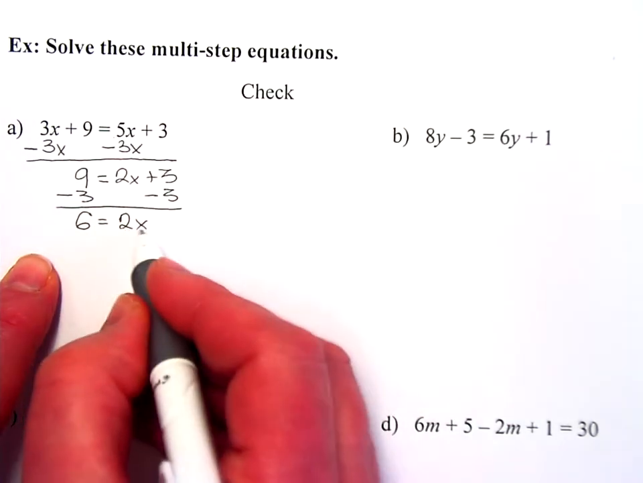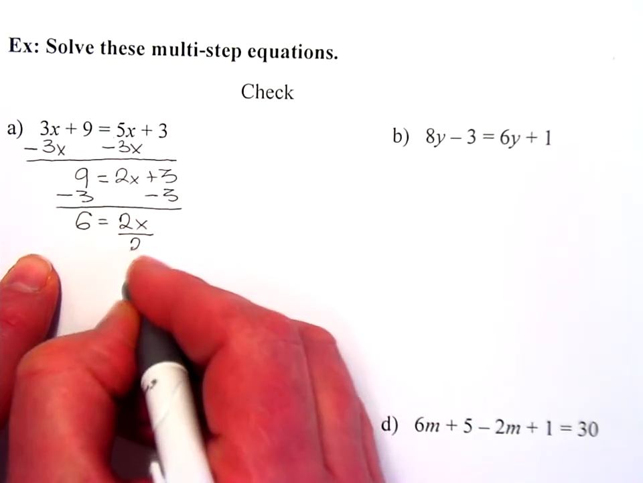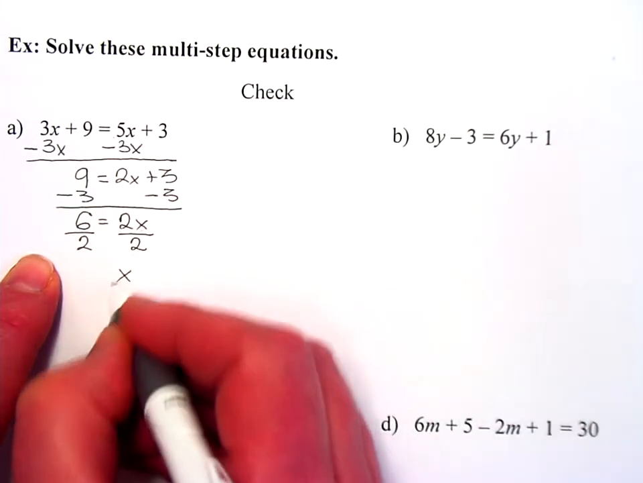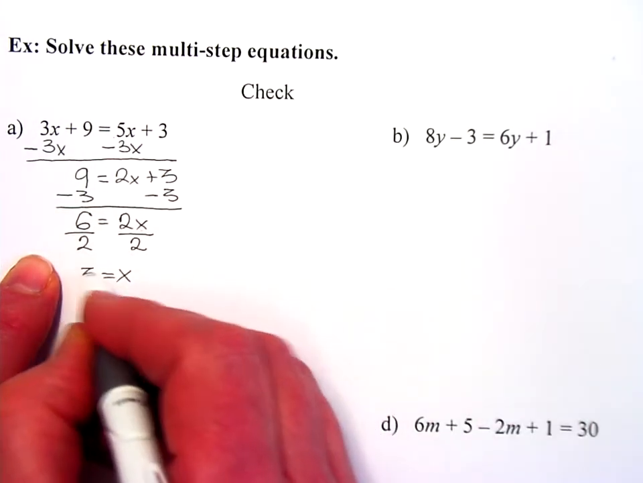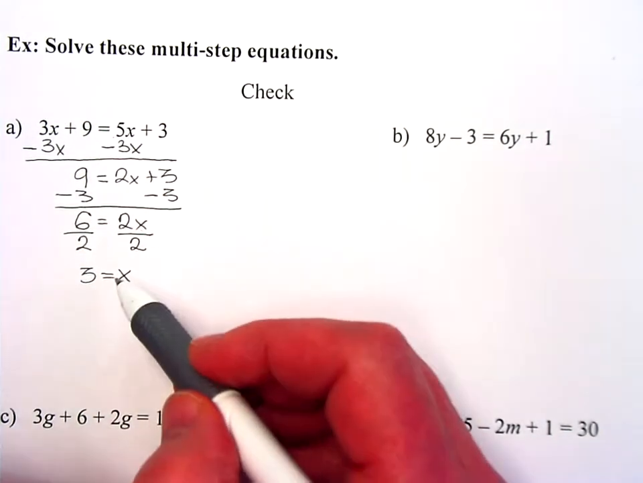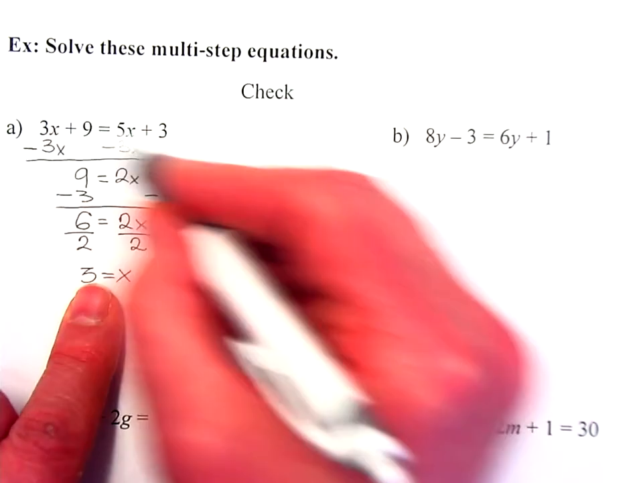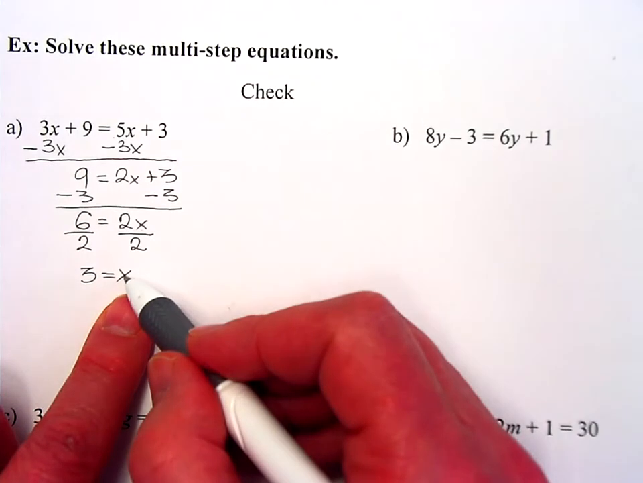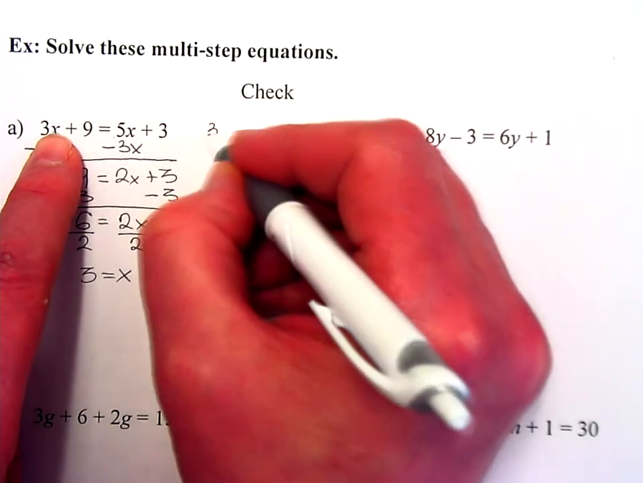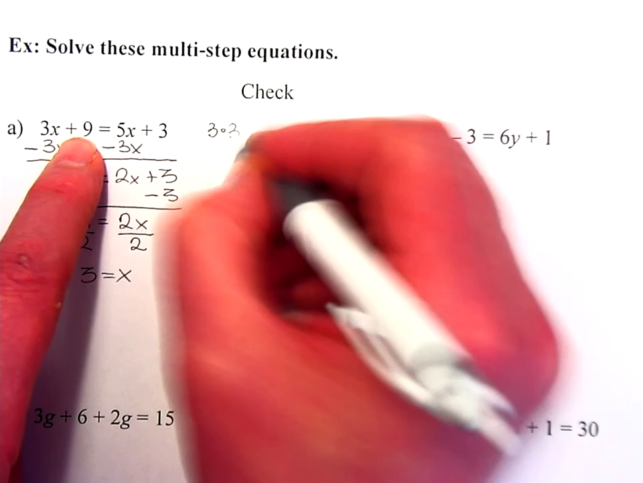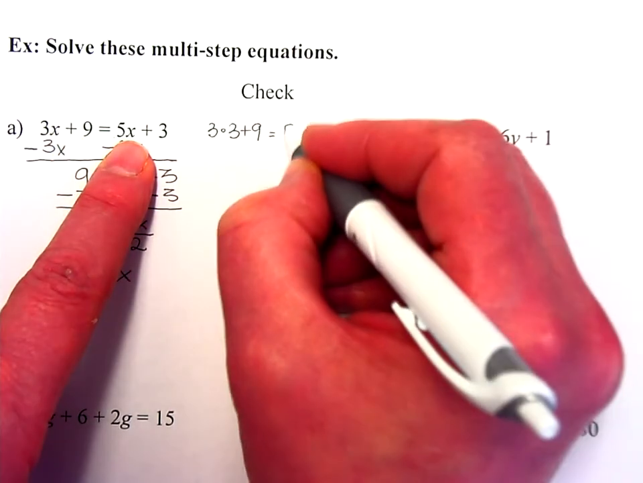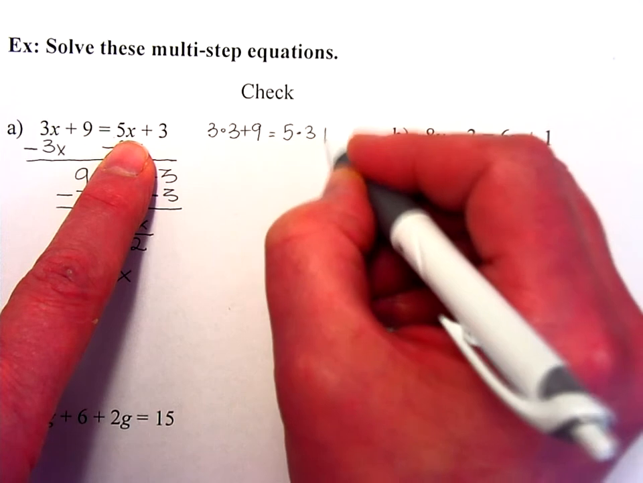Now I need to undo multiplication by 2 by dividing by 2. Do the same to the other side to keep the balance. And I have x equals 3. Now to check if my solution really works, I am going back to my original equation, and instead of x in this equation I put 3. So I have 3 times 3 plus 9 on that side. On the other side I have 5 times 3 plus 3.